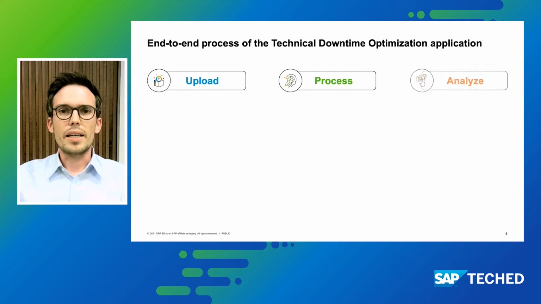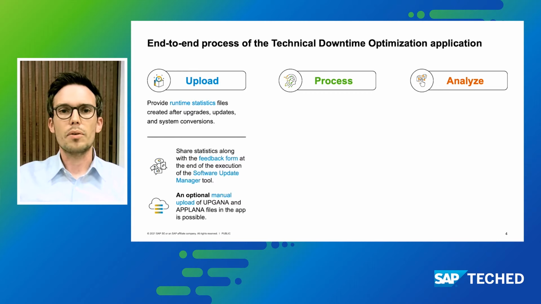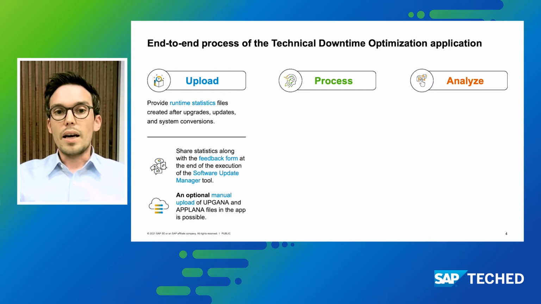Let's take a look at how the data comes from your system into the application. It all starts with uploading the runtime statistics from an upgrade, and also from the conversion of a system conversion. On the one hand, we have the Software Update Manager that can upload the data from the technical upgrade and conversion portion automatically by submitting the feedback at the very end. Also, there is an upload feature available that you can use either for UPG ANA files that you still have from your older days, and also the financial data conversion that is stored in the PPL ANA.